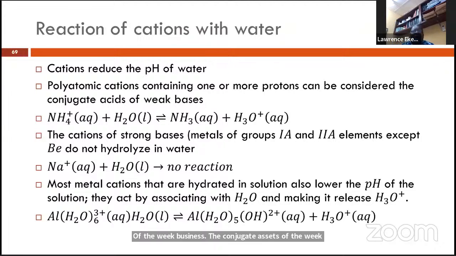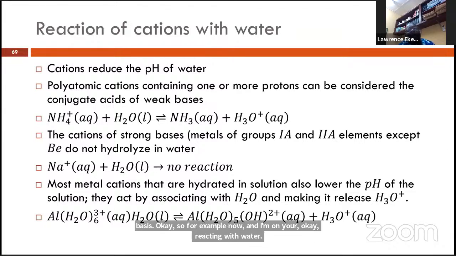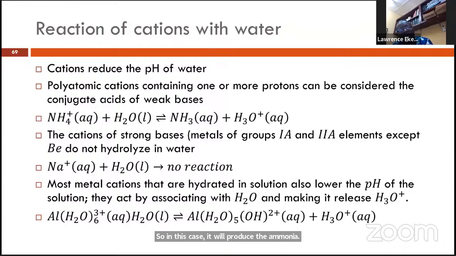For example, an ammonium ion reacting with water will produce ammonia and the hydronium ions. The cations of strong bases do not hydrolyze in water, particularly the group 1 and group 2 metals. That is why, if you look at the slide before you, you will notice that sodium ions in water will produce nothing. There will be no reaction, because the cations of strong bases do not hydrolyze in water.